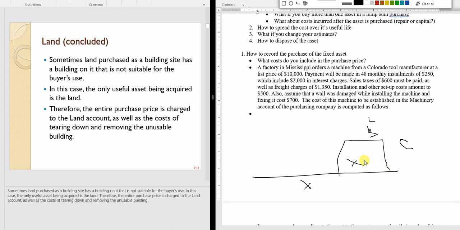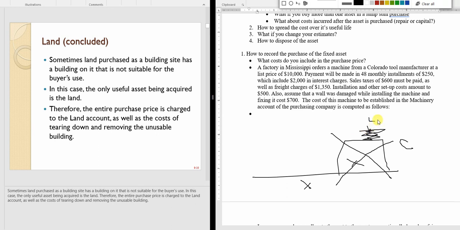And the answer is, what am I going to use this building for? If the intended use of the land is to build a new building on it, and I'm going to demolish this building, I add nothing to building because I'm not using that. I bought this, and my intent for this piece of land is to build a new building. So everything that it takes to get the land ready for its intended use, which is to build a new building on it, is added to the cost of the land. So that would include the demolition of this.